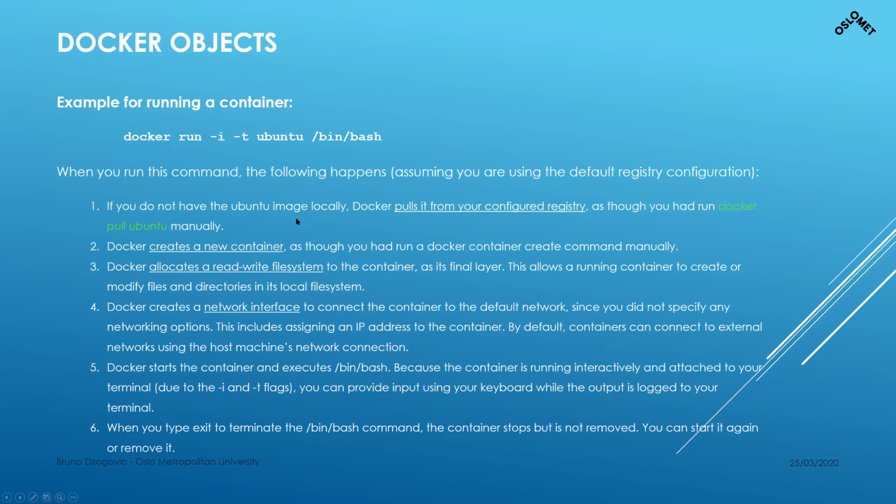If you do not have the image locally, it pulls it from the repository. Docker will create a new container. These are the steps of what this command does. It will create a new network interface. So by default, it creates a bridge. And it will start the container and execute /bin/bash to enter inside the container, so you can install stuff manually and do something like that. You don't have to use a Dockerfile. You can do it this way.